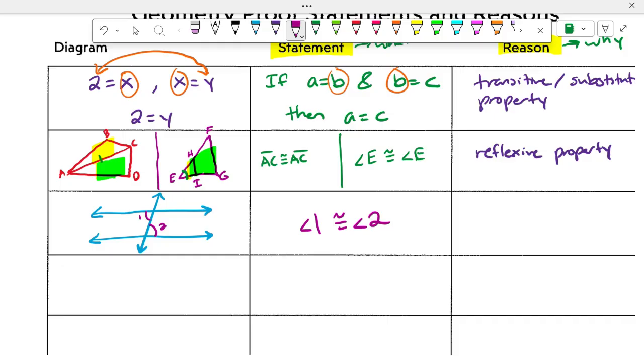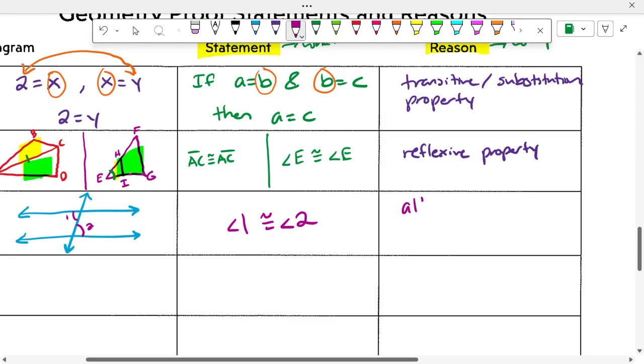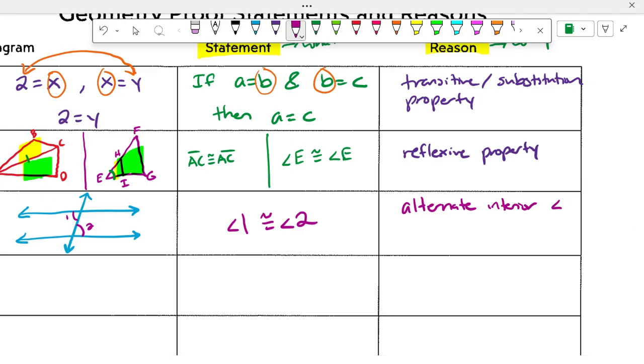So look at their placement. First off, are they inside or outside the parallel lines? Inside. Are they on the same side or opposite sides? Opposite. So instead of opposite, we say the word that starts with an A. Yep, alternate. So in other words, alternate interior angles are congruent in parallel lines. So we can say those two angles are congruent because alternate interior angles are congruent in parallel lines.